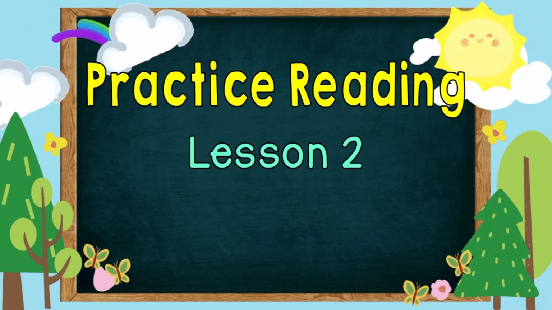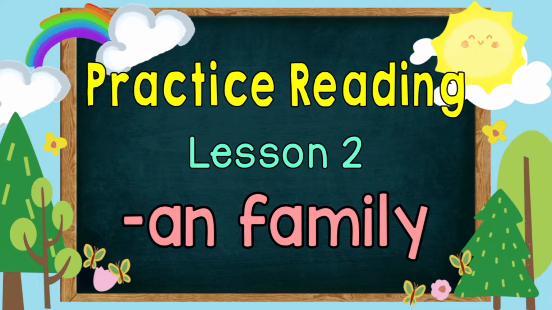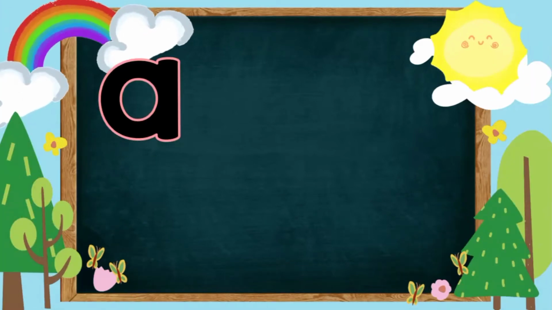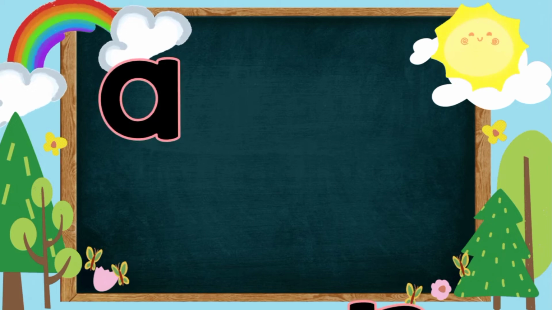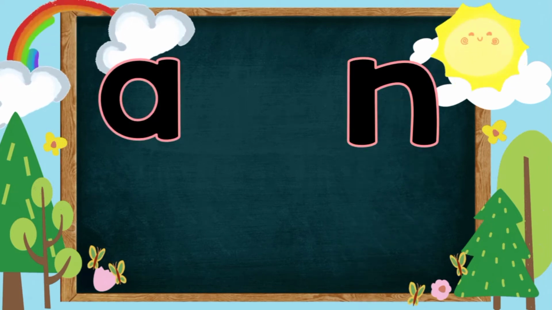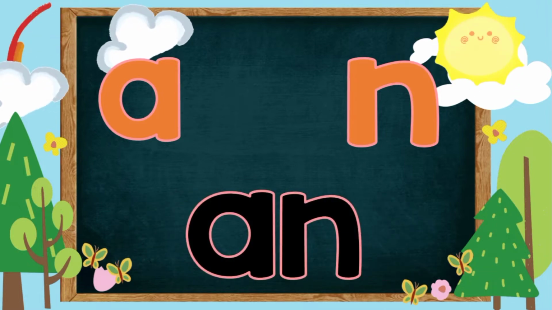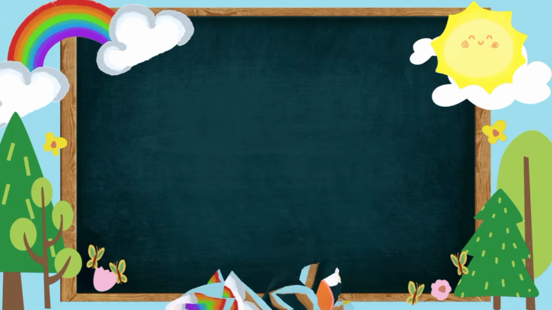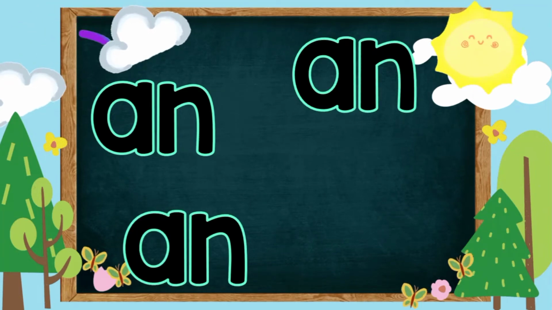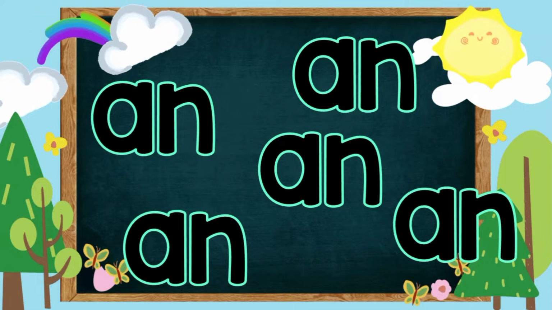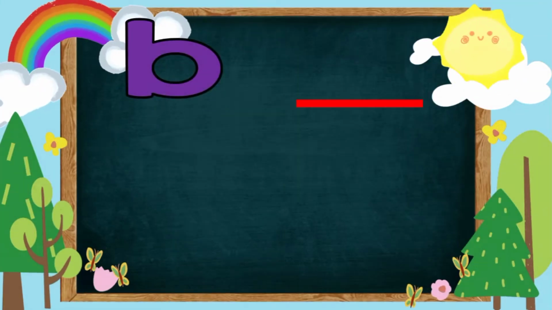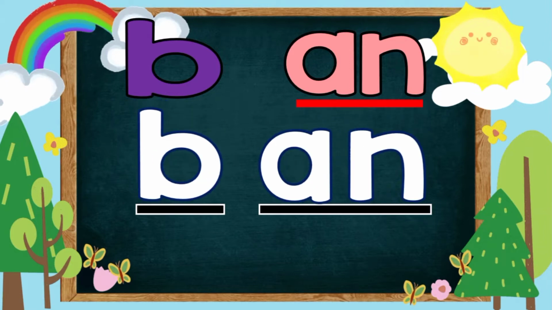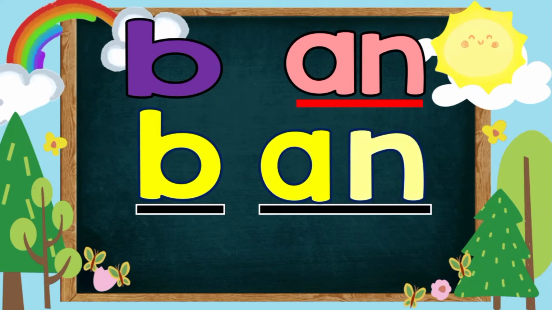Practice reading, lesson 2, an family. Letter A, A. Letter M, M. A, M, an. An, an. An, an, an. B, an, ban. B, a, n, ban.